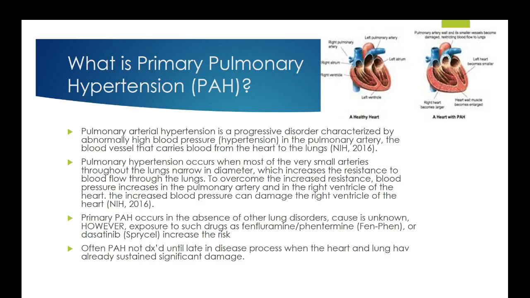Primary PAH, or pulmonary arterial hypertension, occurs in the absence of other lung disorders. So a lot of times it's of idiopathic origin. There are some links to certain drugs and genetic marker mutations that seem to raise the probability of getting this condition. Typically when it presents symptomatically, it's already in its latent phase, which is potentially a very serious condition. Often PH isn't diagnosed until late in the disease process, when the heart and lung have already sustained significant damage.